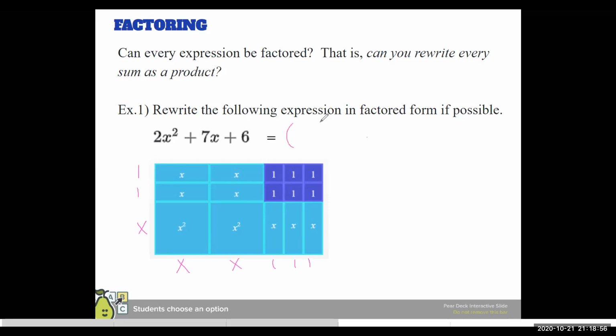Along the bottom, I have x plus 1 plus 1 plus 1, which is 2x plus 3. And along this vertical side, I have x plus 1 plus 1, which is just x plus 2. And done. So now I'm going to go to the next example.